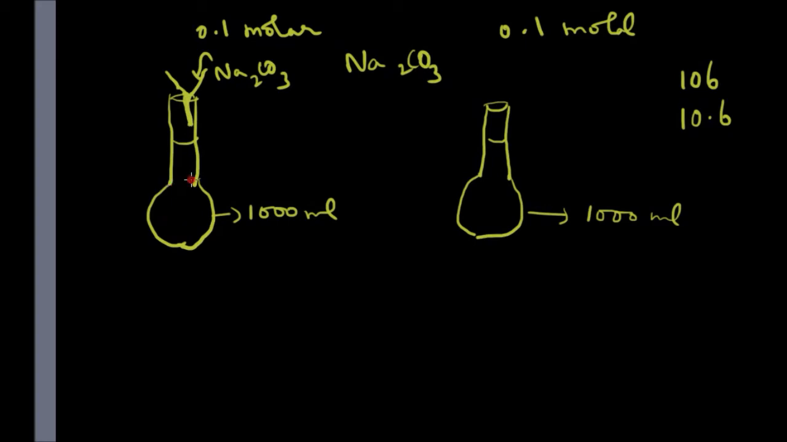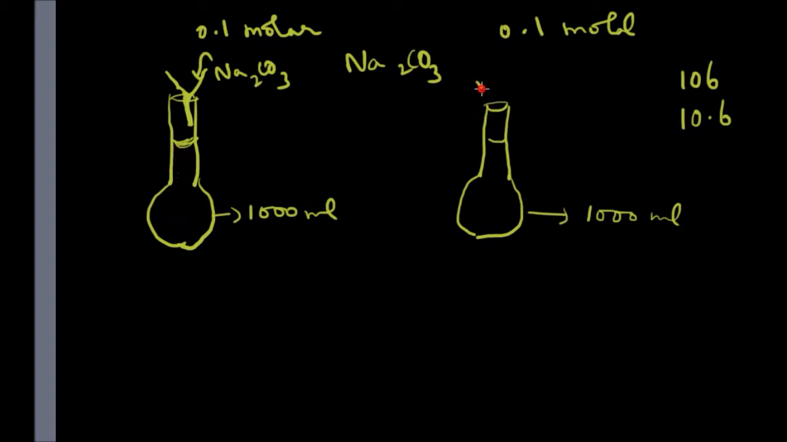When you come up till here, you can remove the funnel, and after that you have to add water only in drops, either using a pipette or a glass tube. You have to add the water in drops so that the lower meniscus of the solution or liquid coincides with the mark here. Then only the volume will be exactly 1000 ml. So, now you have prepared 1 liter of sodium carbonate solution containing 0.1 mole of the solute, that is sodium carbonate, in 1 liter of solution.